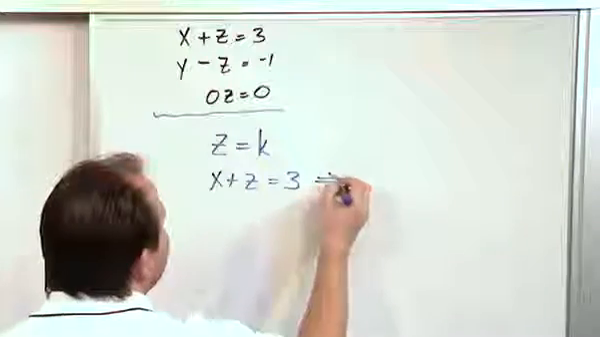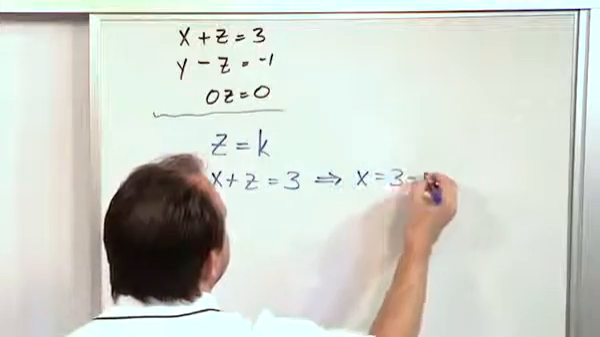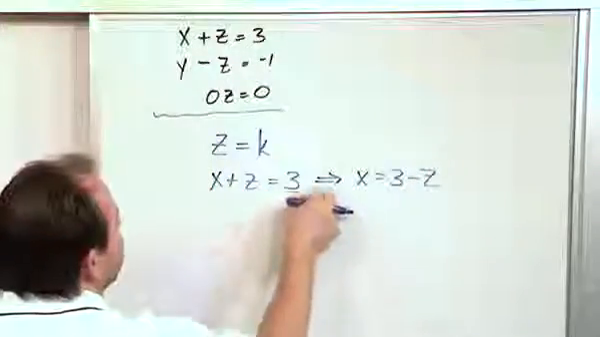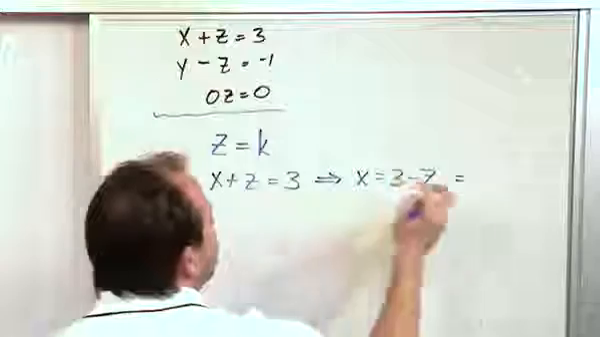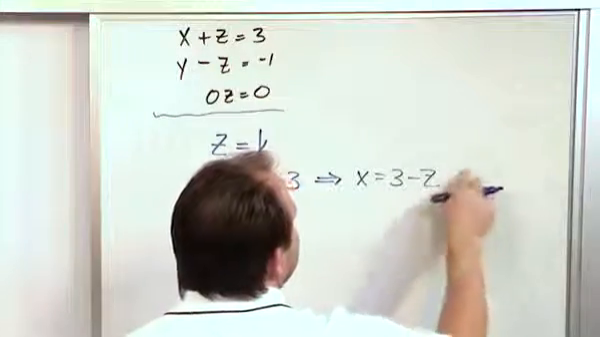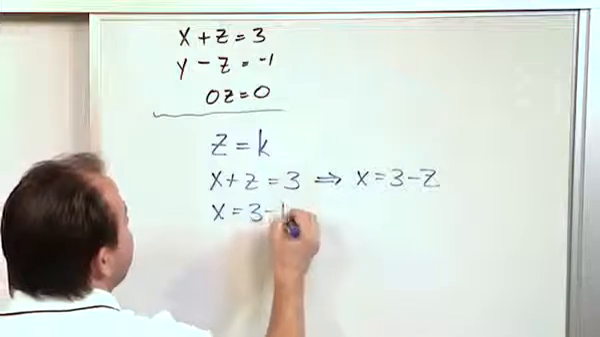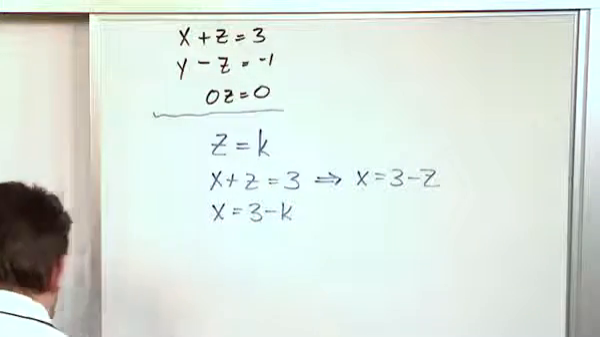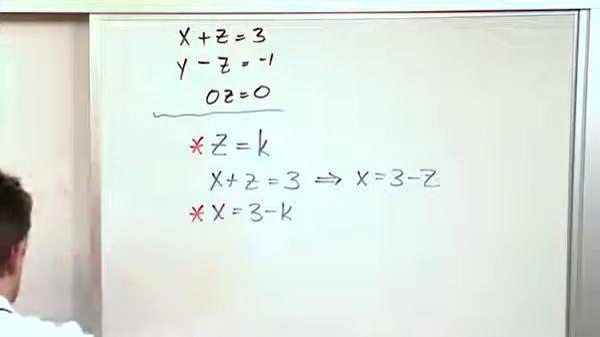And we can rearrange that and say that x is equal to 3 minus z. Notice we just pull the z over there. And then because we know that z is equal to k, we can say, let me write it underneath here, x is equal to 3 minus k. All right, so this is kind of important.